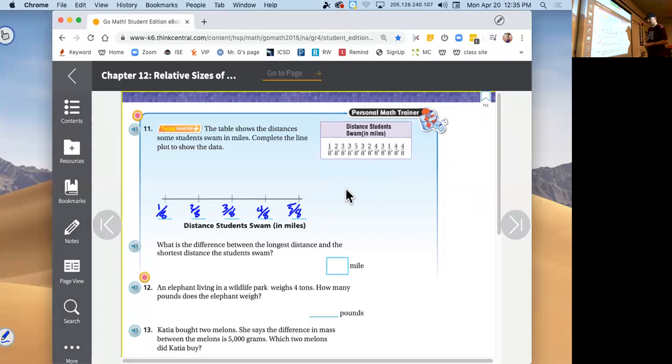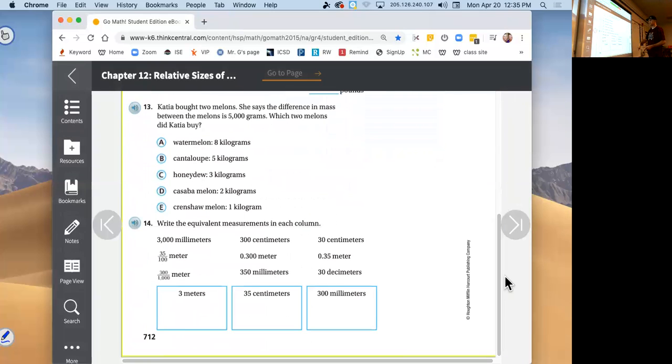Number 12. An elephant living in a wildlife park weighs 4 tons. I think this is a different question, and this is distance student swims. An elephant living in a wildlife park, this is number 12, weighs 4 tons. How many pounds? Tons and pounds. Look at your chart for conversion rates. Write the equivalent measurement in each column.